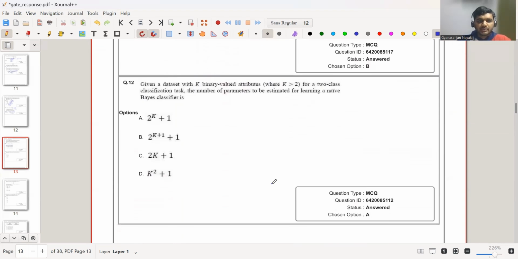So here given a dataset with k binary value attributes where k greater than 2, the minimum value of k is 3. For a two-class classification task, the number of parameters to be estimated for learning a naive-Bayes classifier. So you know, naive-Bayes classifier is a classification technique, and this is the direct formula for this problem. Okay, so we proceed for next.